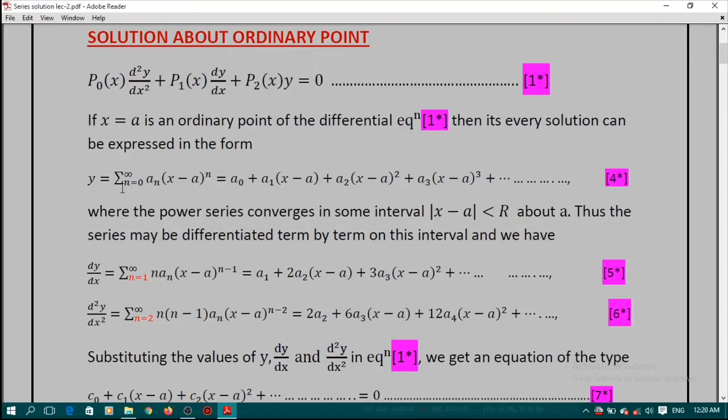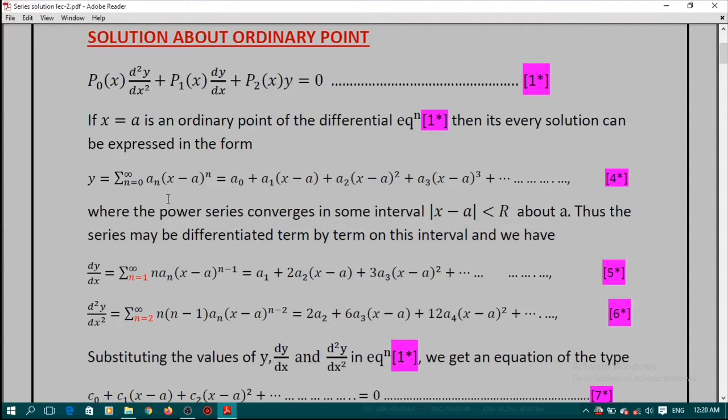So you can write the differentiation of this entire summation as summation n running from 1 to infinity n an (x minus a) whole raised to n minus 1. Here you can see we have a0, so derivative of a0 is 0. Same for the next term: derivative of a1 into (x minus a) is a1. Derivative of a2 into (x minus a) whole square is 2a2 into (x minus a). Derivative of a3 into (x minus a) whole cube is 3 a3 (x minus a) whole square.